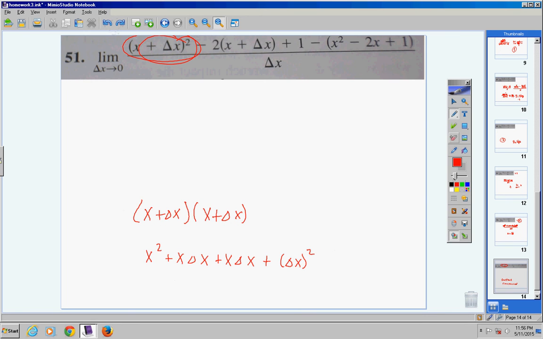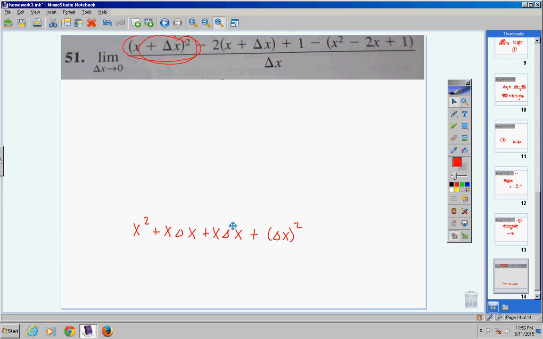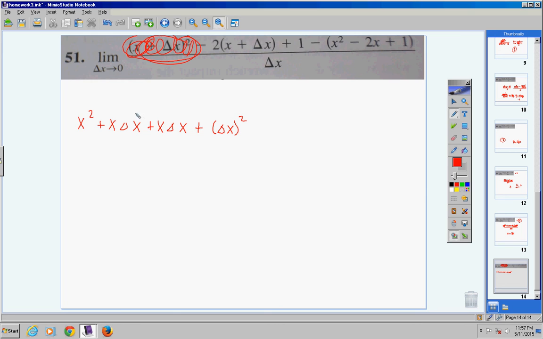So with that in mind, let's erase this, and let's pull this up here. The expression here is this. Now I have negative 2, and I'm going to multiply that through, so negative 2 times x is negative 2x, and negative 2 times delta x is negative 2 delta x. Then I have a positive 1. Then I have a negative being multiplied through. That gives me a negative x squared. Negative times a negative, positive 2x. Negative times a positive is negative 1.